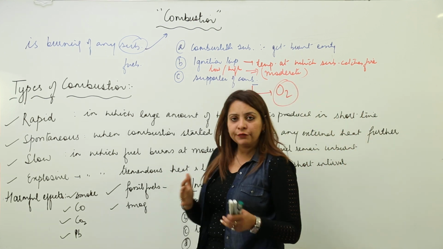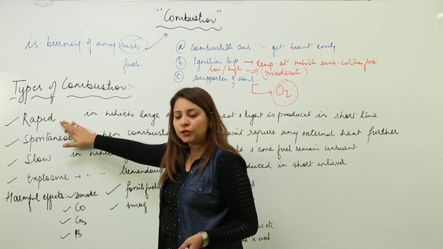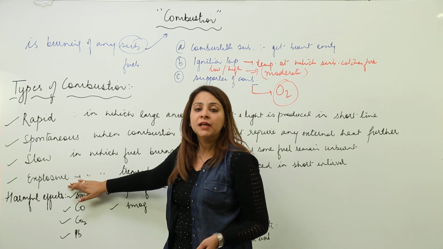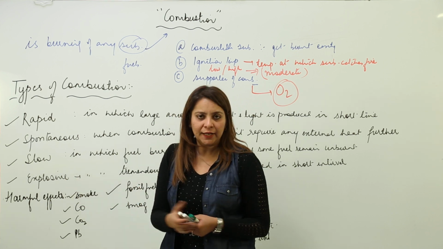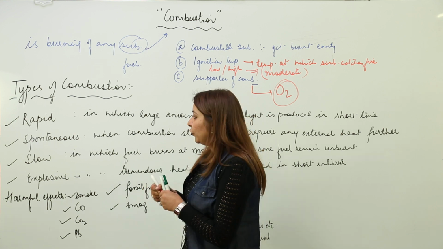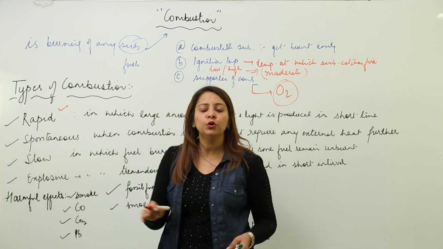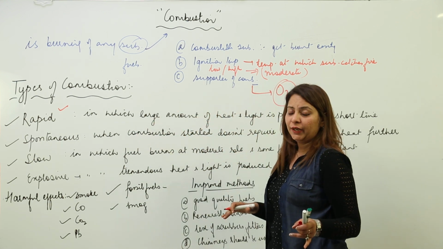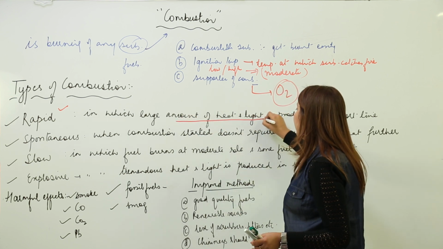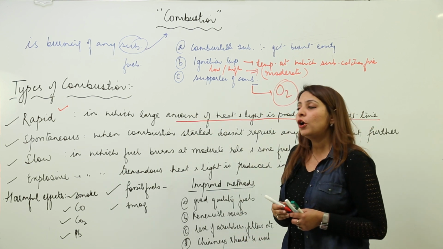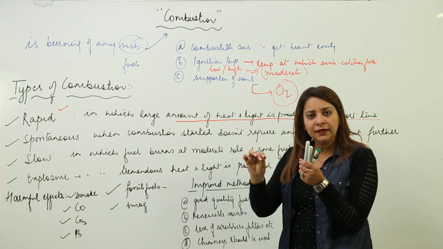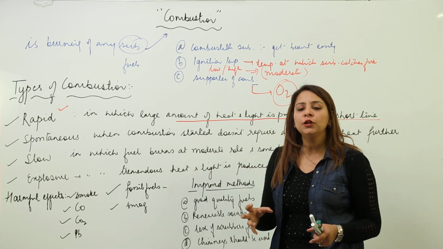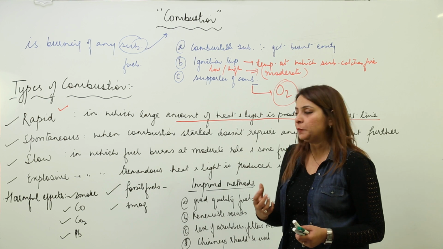Now we encounter different types of combustion. We have rapid combustion, spontaneous combustion, slow combustion, and explosive combustion, depending upon the rate at which the combustion is taking place. First is the rapid. As the name suggests, rapid means very fast. So the combustion occurs at a very fast rate, such that a large amount of heat and light is produced in a short time. For example, suppose you burn a matchstick and bring it near a candle, then it burns rapidly. That means it catches fire very soon, and a lot of heat and light is produced in a short span.